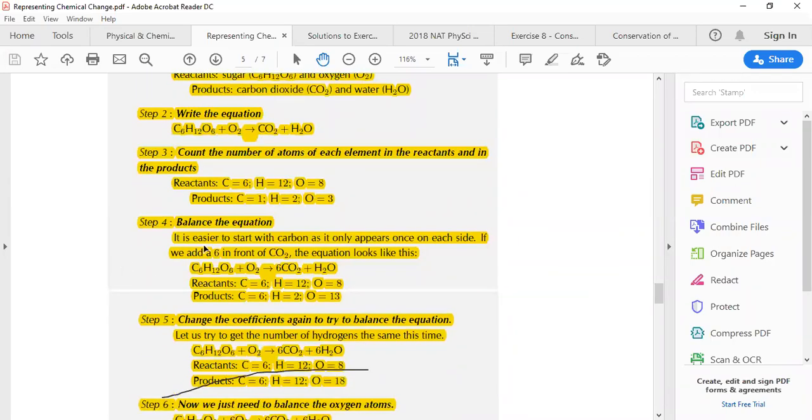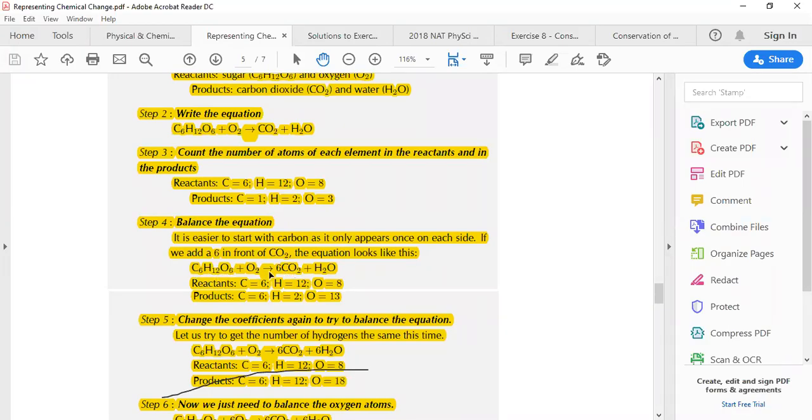Right. So it is easier to start with carbon as it only appears once on each side. If we have got 6 on the left, it means we need a 6 on the right. So we're going to put a 6 by the CO2 here. So carbon is balanced, right? Then we check again, carbon is 6, and this side is 6.